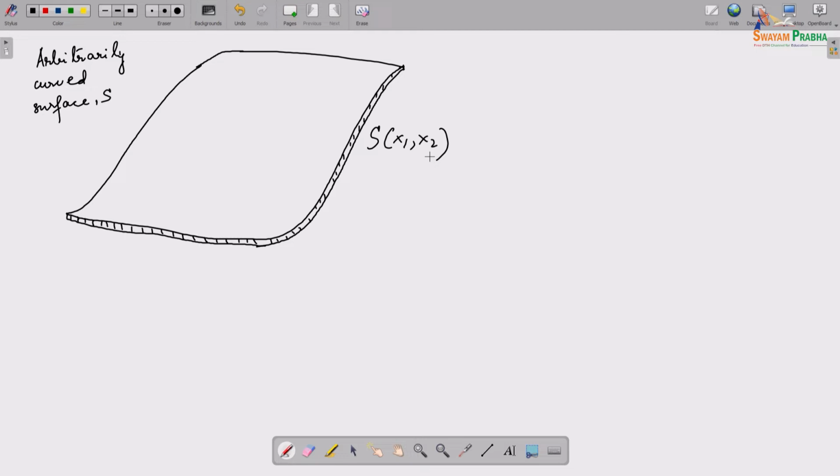What is x1 and x2? I'm going to write that right away. So I'm going to draw an axis system. This is an orthogonal axis system. So this is x1.